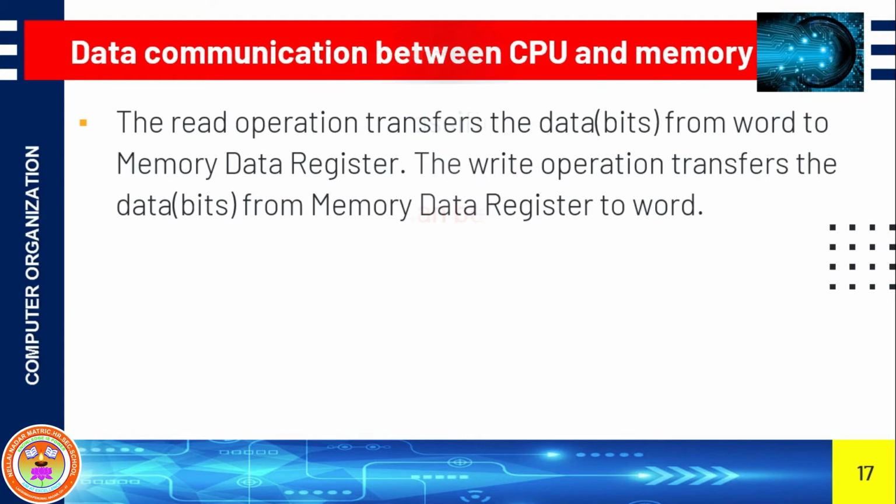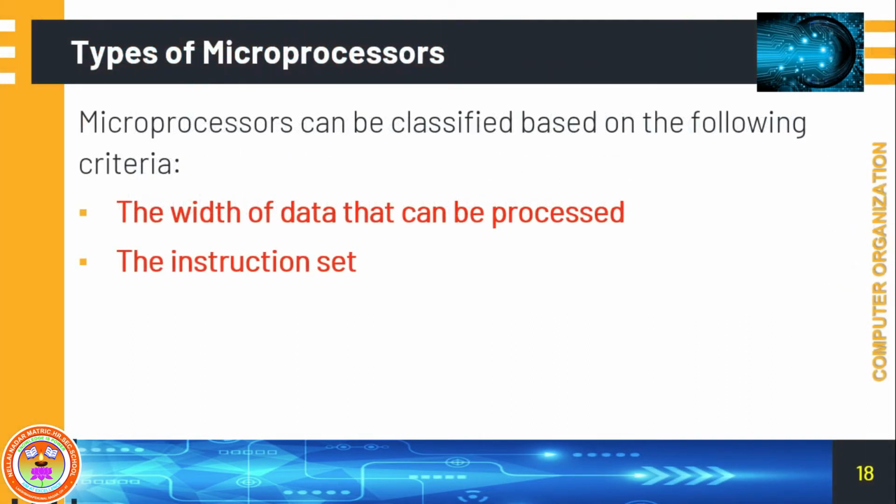The next topic, 3.4, types of microprocessor. We have two different types of microprocessor as per the classification. One is the width of the data that can be processed. Number two is as per the instruction set. These are the two ways we mainly classify the different types of microprocessor. We'll see them one by one.